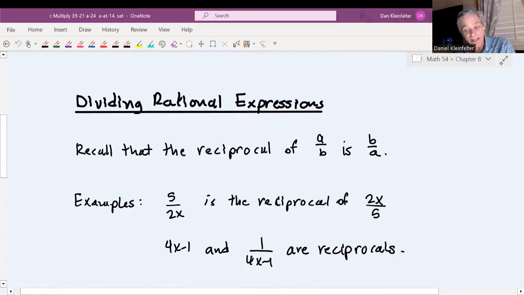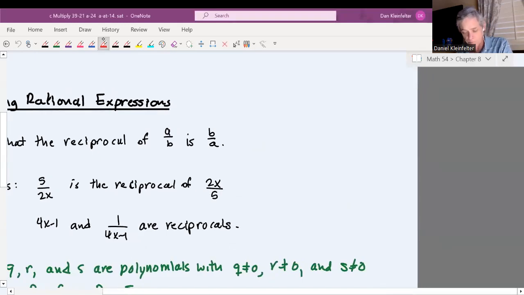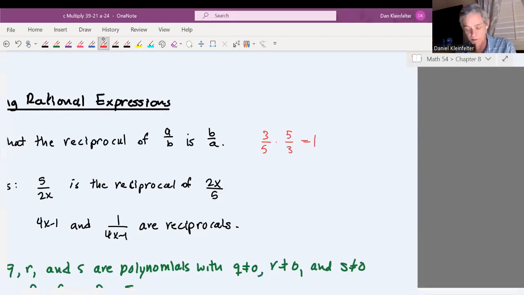All right, so dividing rational expressions. To do division, we need to know about the idea of a reciprocal. A reciprocal of a fraction, if you have a fraction a over b, its reciprocal is b over a. Some examples, 5 over 2x, its reciprocal is 2x over 5. We've just swapped the numerator and denominator. 4x minus 1 and 1 over 4x minus 1 are reciprocals of each other. Another way of thinking about two numbers being reciprocals is if their product is equal to 1. If you multiply together two numbers and get 1, those two numbers are reciprocals. Okay?